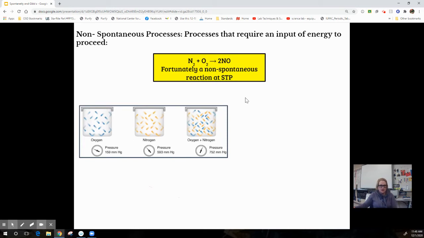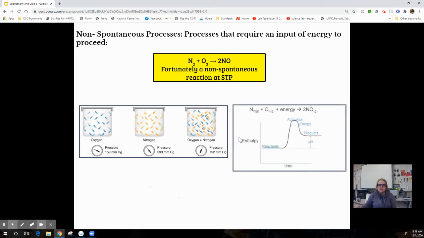So this is what our atmosphere would kind of look like. We've got a mixture of oxygen, we've got a mixture of nitrogen. They each have their own partial pressures. And then the homogeneous mixture of oxygen and nitrogen would just be the spreading out of oxygen and nitrogen particles in with, between each other. The pressure here says 752 millimeters of mercury. That's basically standard pressure, like 1 atm.